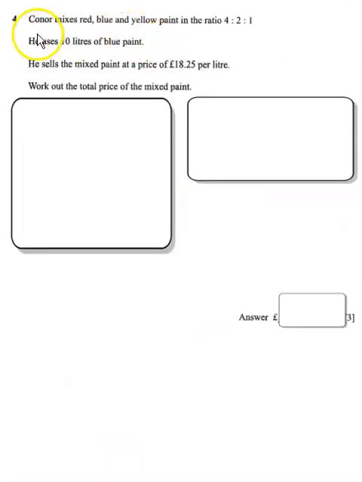For question 4, Connor mixes red, blue and yellow paint in the ratio 4:2:1. He uses 10 litres of blue paint. He sells the mixed paint at a price of £18.25 per litre. Work out the total price of the mixed paint.